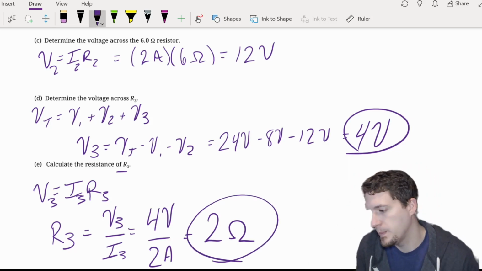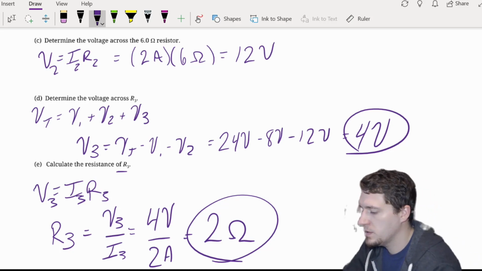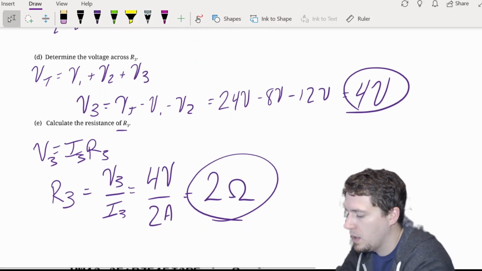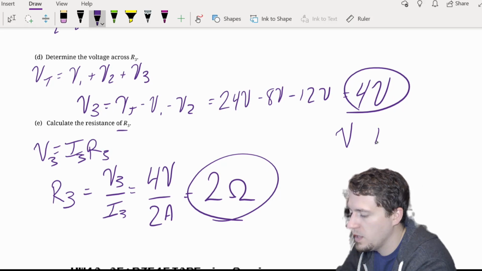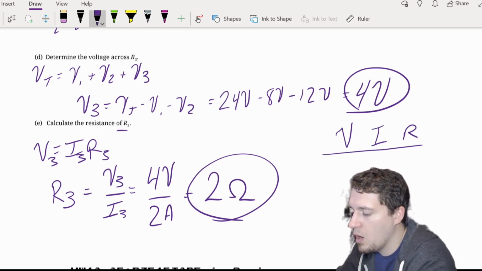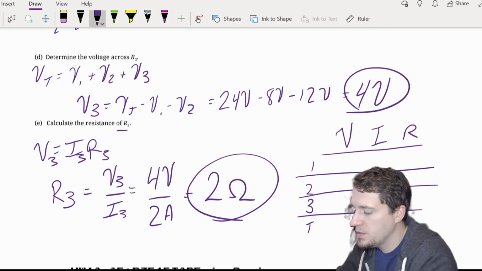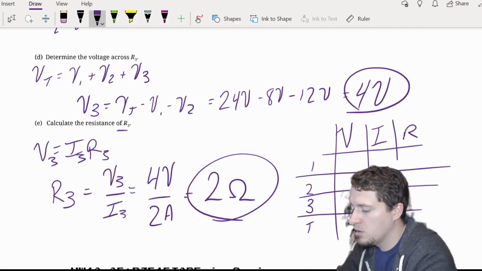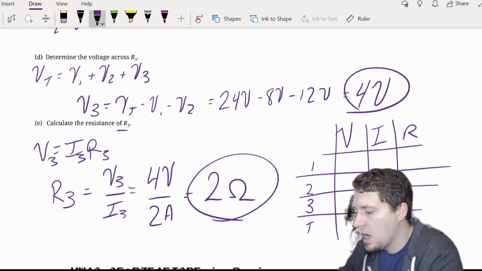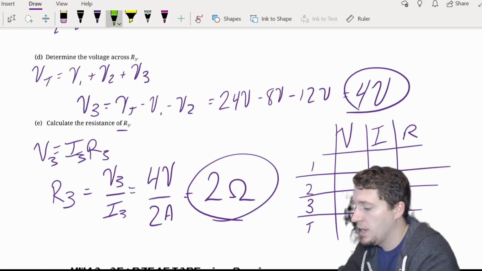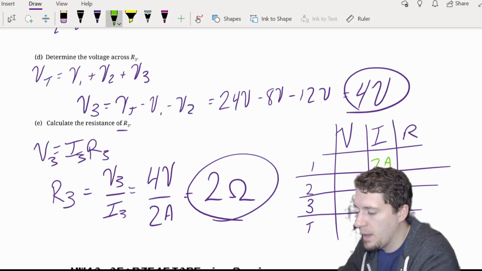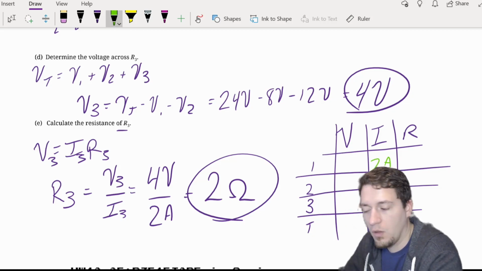Boom shakalaka. Now what I actually like to do with most of these circuits is I make something called a VIR chart. What you basically do is you make a row for each circuit element. So this is 1, 2, 3, and then 1 for the total. The reason I like this is it helps me keep everything a little bit organized in terms of my circuits. For instance, with this circuit, I knew that this is 2 amps, and this is 2 amps, and this is 2 amps, and this is 2 amps, so it sort of just all fills in.